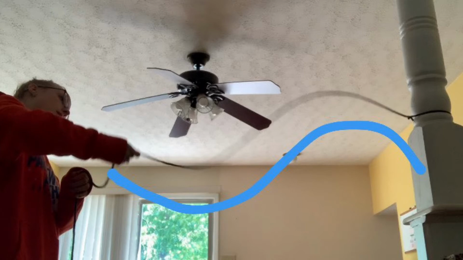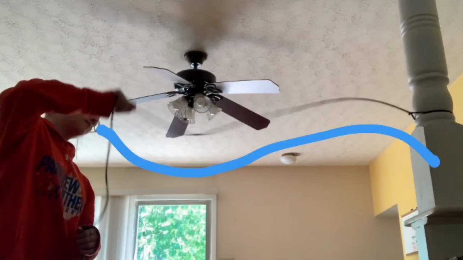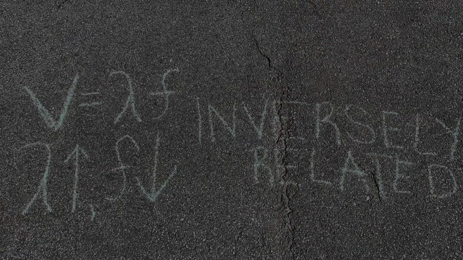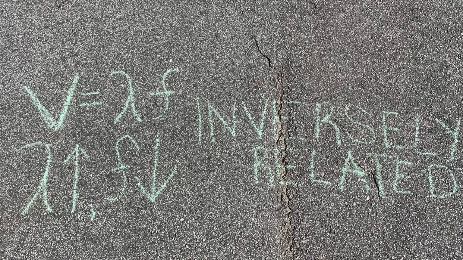Then divide the distance by the time to find velocity. Repeat this for the different speeds of waves. After performing this experiment, you would find that wavelength and frequency are inversely related. This is due to the equation shown. Velocity equals wavelength times frequency.